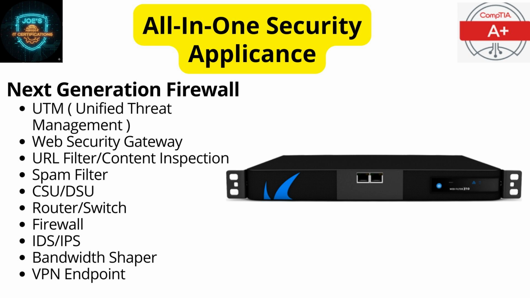This will have URL filtering or content inspection. It might be looking for malware either in the email messages or real-time network traffic. It could have a spam filter built into it. It might even have a CSU/DSU for connecting to older wide area network connections. On the back may be router and switch interfaces, along with firewall functionality, IPS functionality, and even ways to shape the bandwidth to minimize the impact of certain applications on the network. And there might even be VPN functionality that allows you to connect securely to other sites or to have end users connect directly to this device over a secure channel.